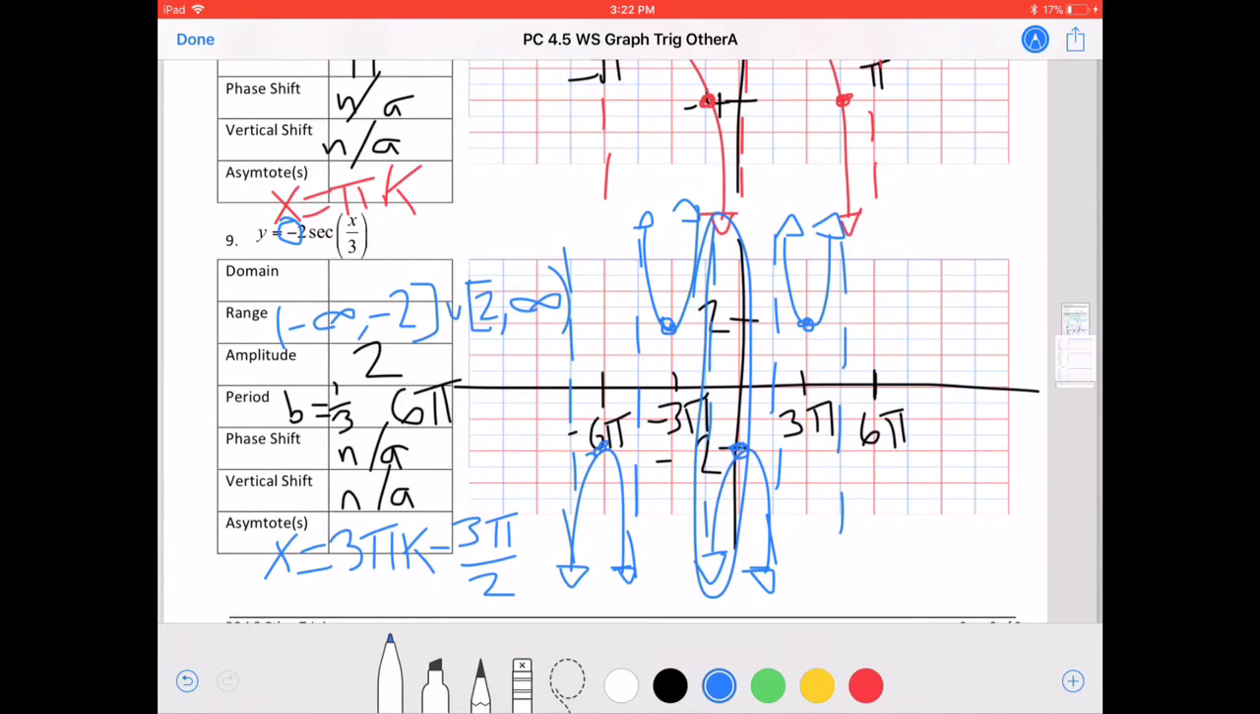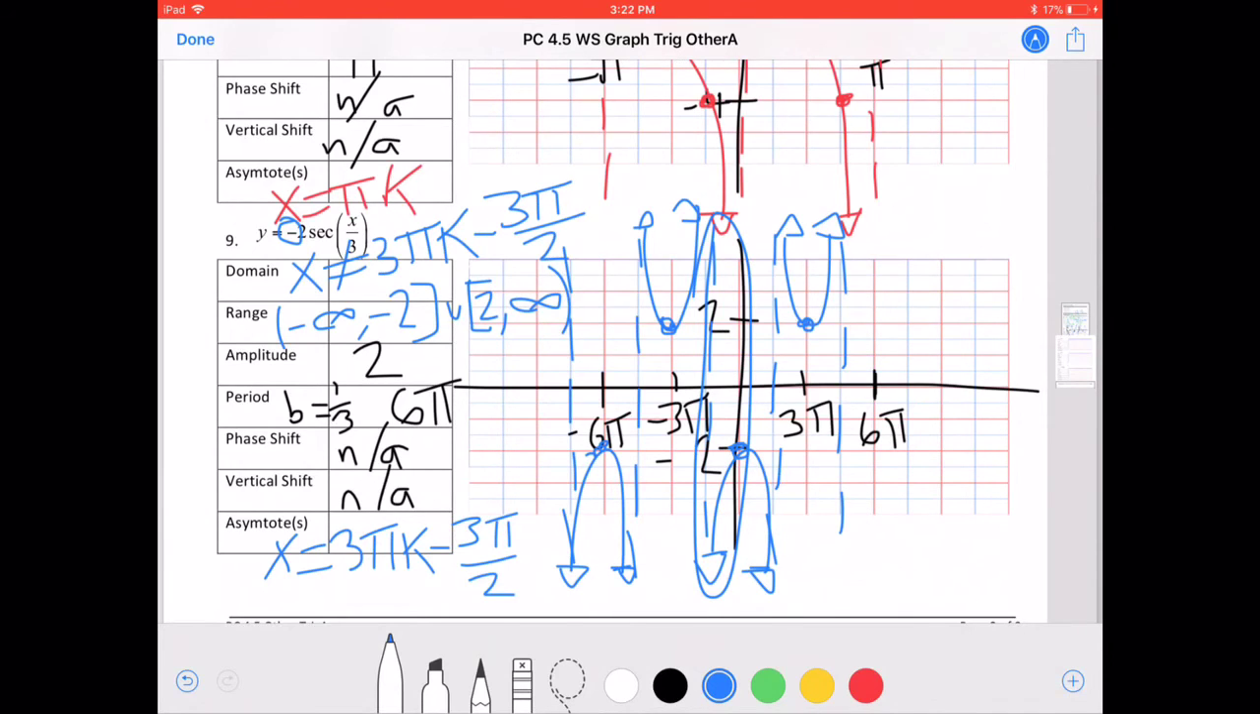over 2. So then if I go up to domain, same thing, but now x can't equal where our vertical asymptotes are. So 3 pi k minus 3 pi over 2. Alright, so that finishes the worksheet.